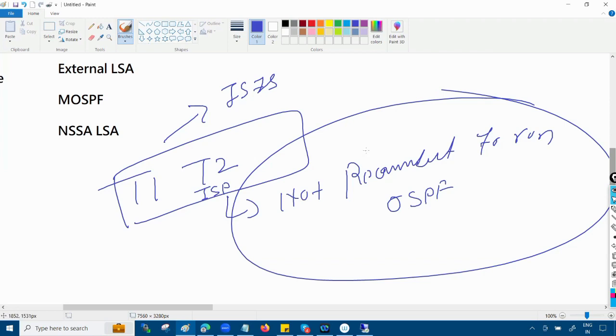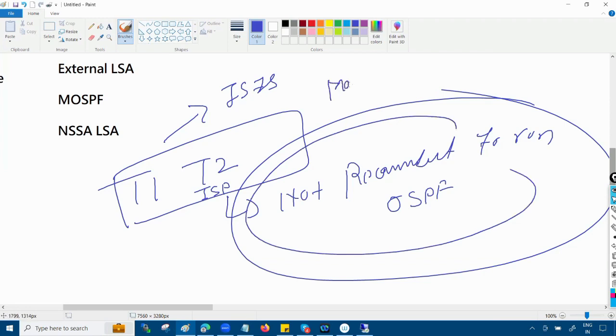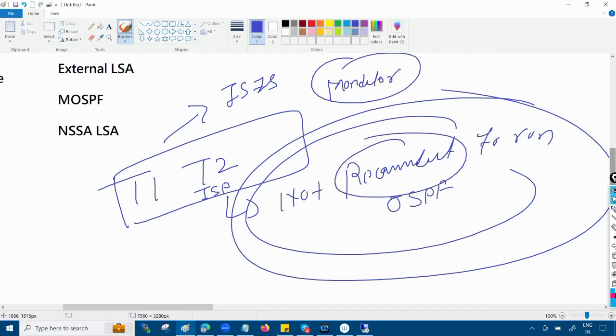Again, there are two terms, mandatory and recommendation, right? Recommendation means: it's a recommendation, don't enable OSPF. Again, if it's your call, you can enable it. But if you're going to enable it, you need to think about all those problems.